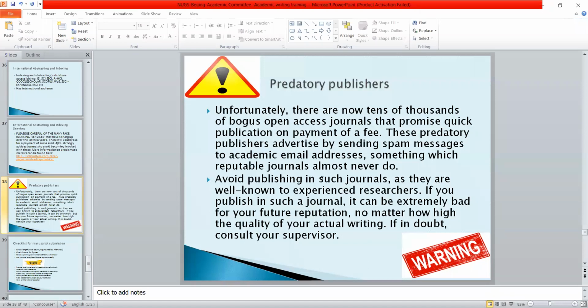They'll ask you to come and pay your money for your manuscript to be published within a week or a day, or they do a lot of things. So it is important that you pay attention to this. If you can go to the net, go and read. There are lists of journals that fall under this category.